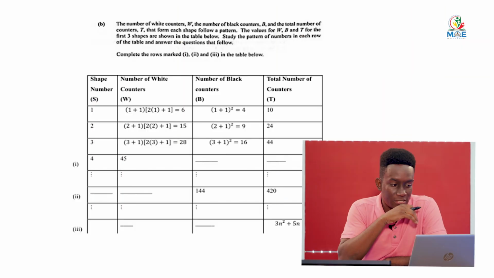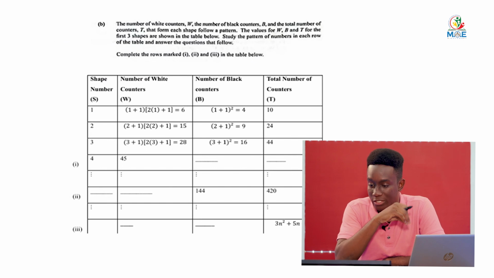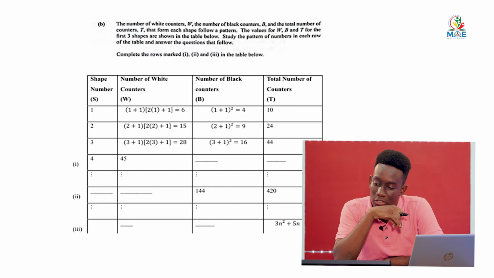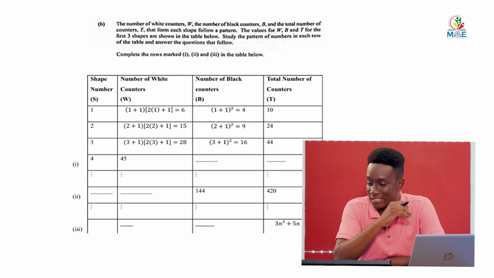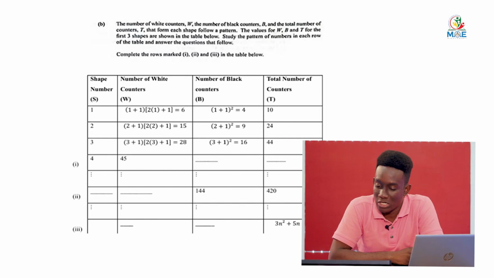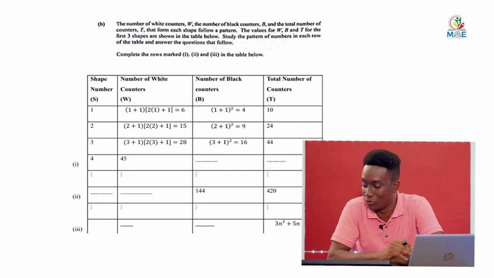So this one says, the number of white counters, W, the number of black counters, B, and the total number of counters, T, that form each shape follow a pattern. The values for W, B, and T for the first 3 shapes are shown in the table below. Study the pattern of numbers in each row of the table and answer the questions that follow. So I have to complete rows 1, 2, and 3 in the table, and in total this table is going for 2 marks.